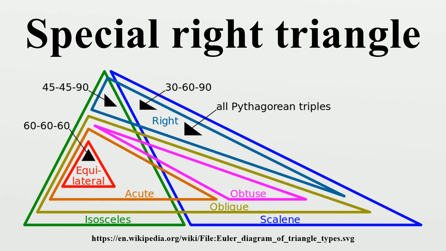The 30-60-90 triangle is the only right triangle whose angles are in an arithmetic progression. The proof of this fact is simple and follows from the fact that if alpha, alpha plus delta, alpha plus 2 delta are the angles in the progression, then the sum of the angles, 3 alpha plus 3 delta, equals 180 degrees.